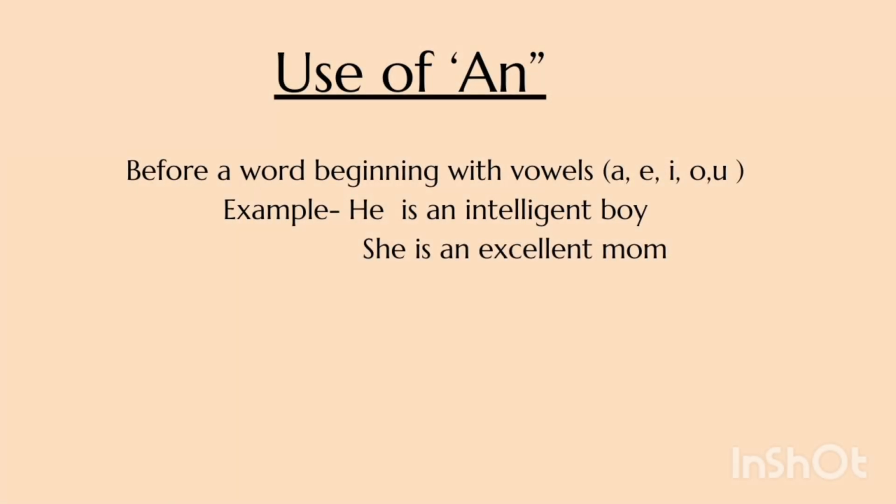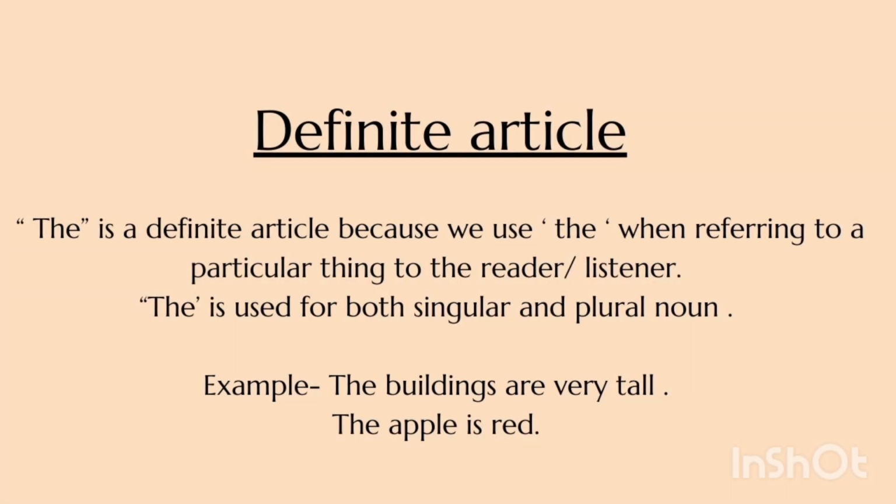Now we will learn the use of an before a word beginning with a vowel. We learnt what vowels are: A, E, I, O, U. We have 5 vowels in the English alphabet. So before a vowel we use an. Let's take the examples. He is an intelligent boy. Here intelligent, I is a vowel, and before it we have written an. She is an excellent mom. Here excellent, E is a vowel, so we have written an before excellent, and we are talking about one person.